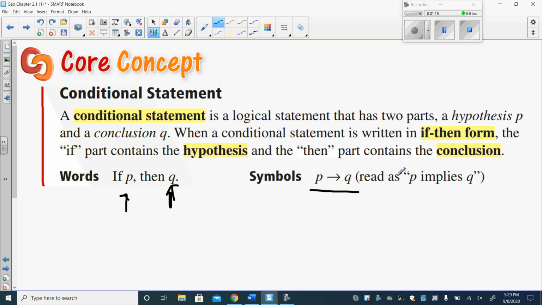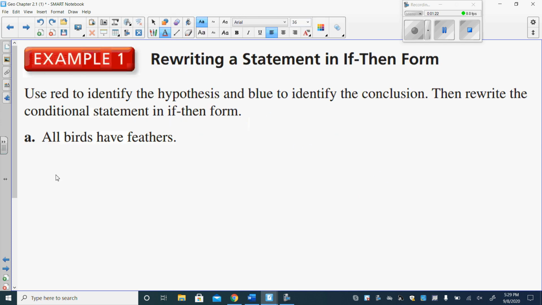P implies Q. So if we look at our first one, all birds have feathers. We want to write it in if-then form, and we can use red to identify the hypothesis and blue to identify the conclusion. You will have to be doing some identifying of hypothesis and conclusion on the homework. So our hypothesis, what is it? We're talking about all birds, if it's a bird. Let's use the correct color: red for the hypothesis. The hypothesis is talking about birds. In blue, if it is a bird, then it what?